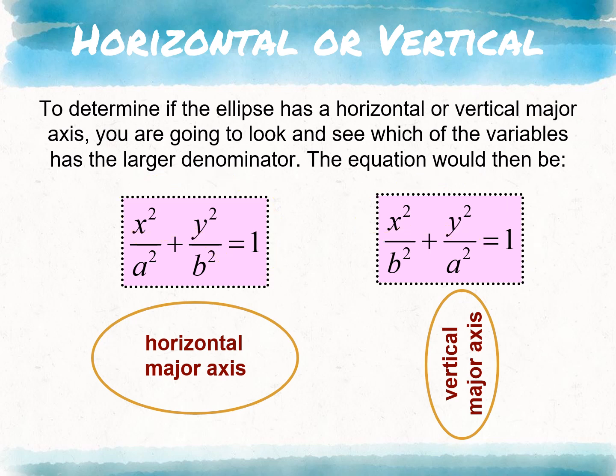Here's what's different. Your A value is the largest value. Whichever letter or variable it's under is your major axis. If A squared is under the x, then x is my major axis, meaning it's going to go horizontal. If A is under my y, well, that's my y-axis, so it's going to be vertical. The bigger denominator determines the orientation.